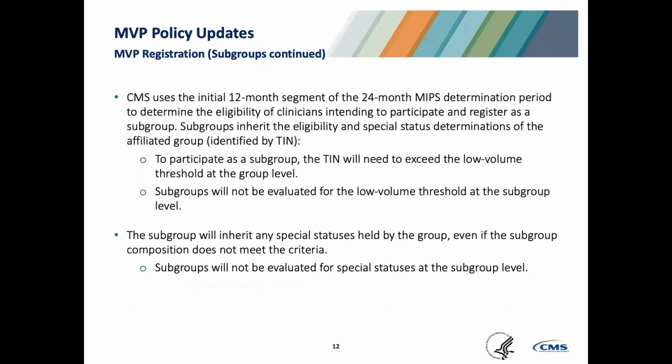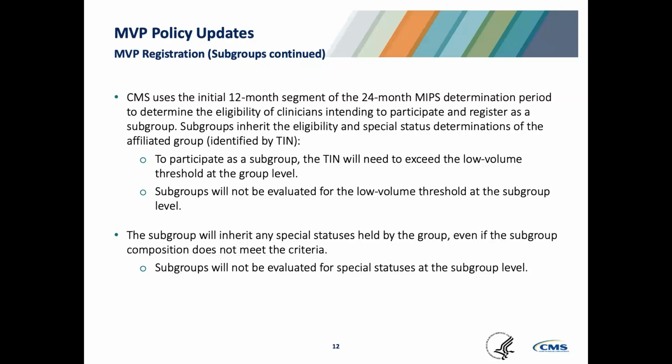Continuation of the MVP registration as it applies to subgroups. CMS will use the initial 12-month segment of the 24-month MIPS determination period to determine eligibility of clinicians intending to participate or register as a subgroup. Subgroups inherit the eligibility and special status determinations of the affiliated group, which is identified by the TIN. To participate as a subgroup, the TIN will need to exceed the low volume threshold at the group level.